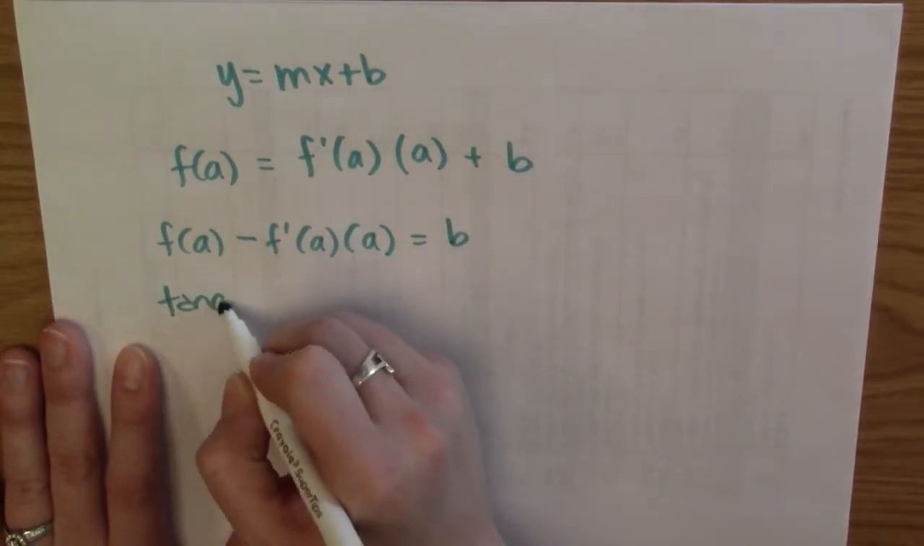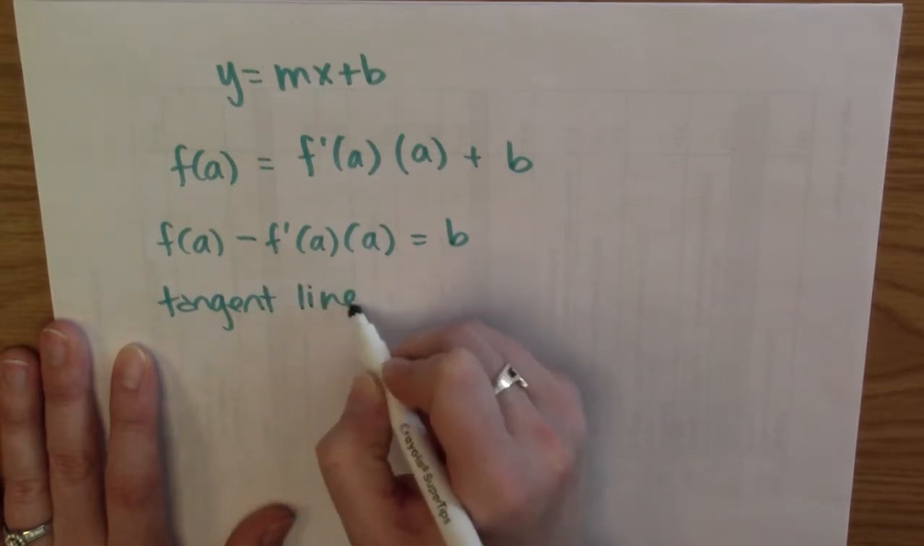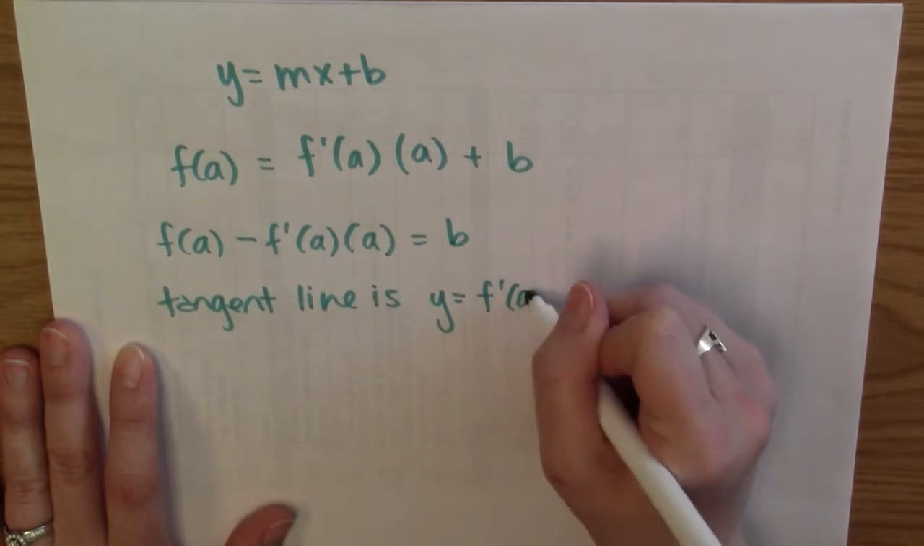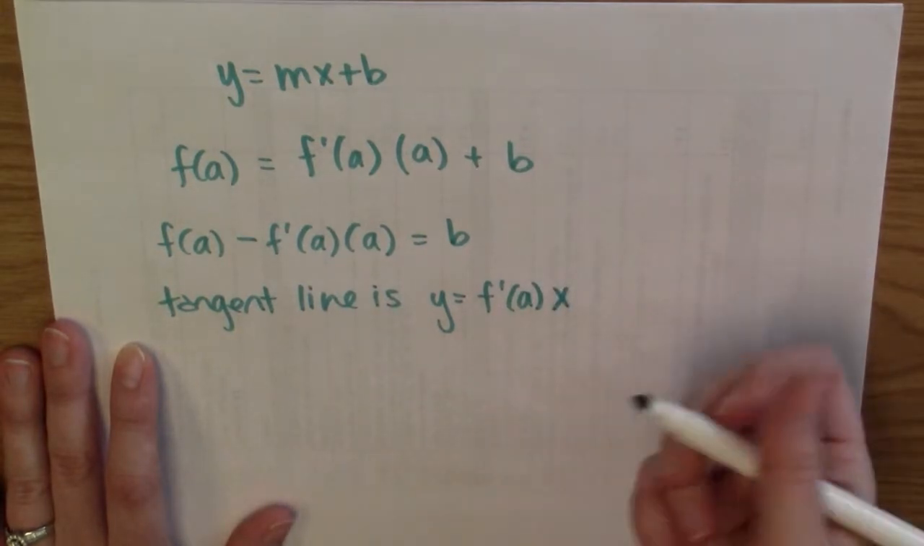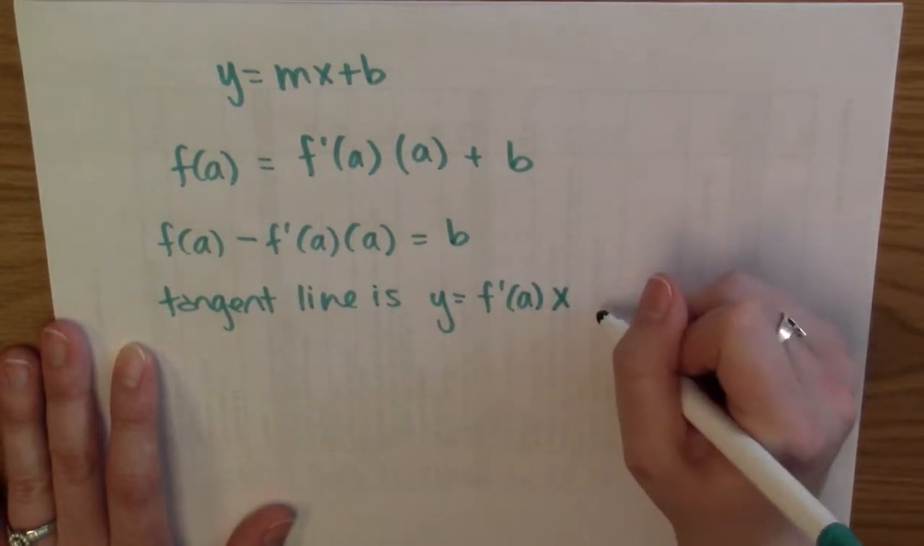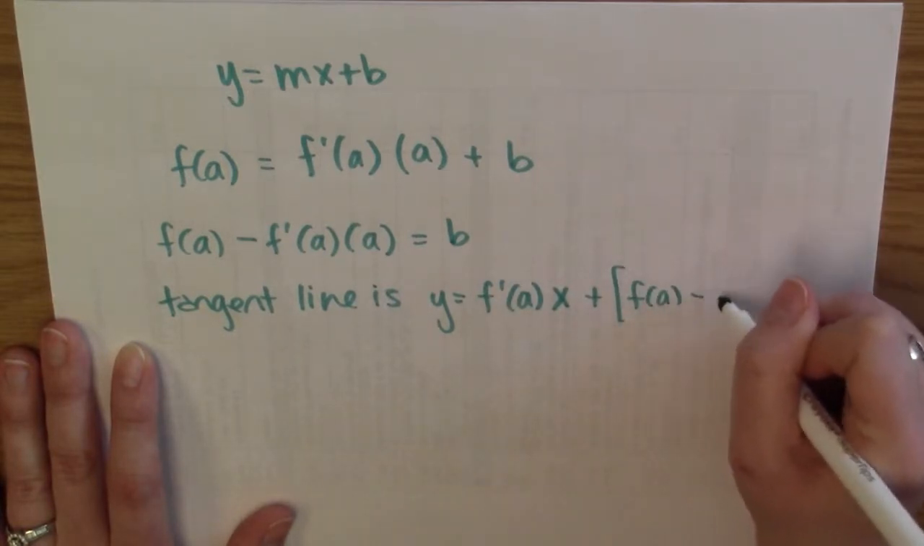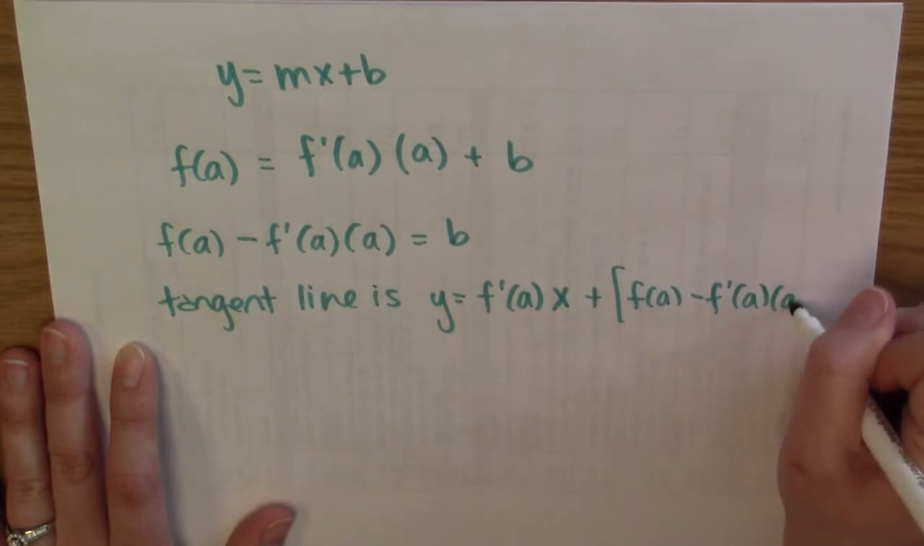So the tangent line is y equals, well, my slope, that's f prime at a, times x, whatever my variable is, plus this b that I just found. We'll put it in big brackets. f of a minus f prime of a times a.